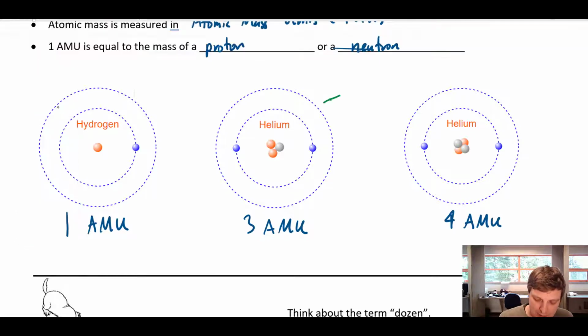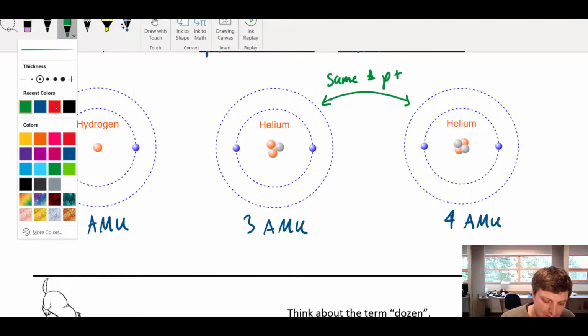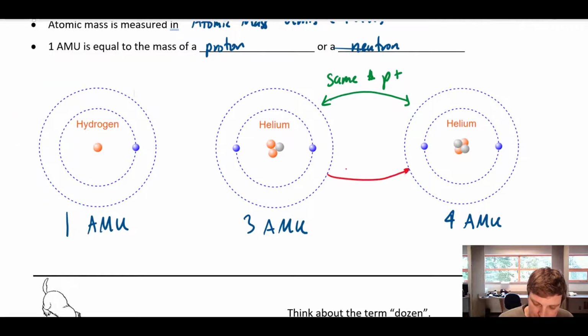So these 2 atoms have the same number of protons. If they have the same number of protons, then they are the same element. Full stop. Nothing else matters. Neutrons, electrons, who cares? 2 protons means helium, end of story. But they do, as you notice, have a different number of neutrons. So they have a different mass because they have different numbers of neutrons.